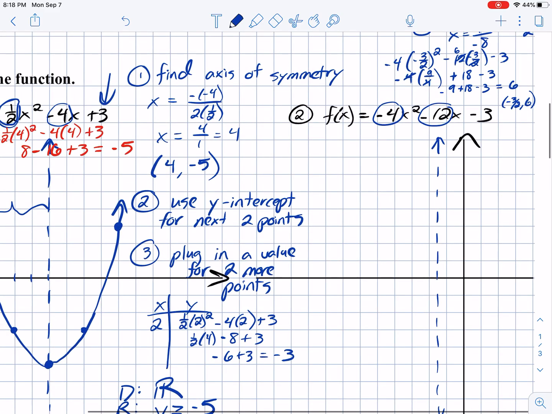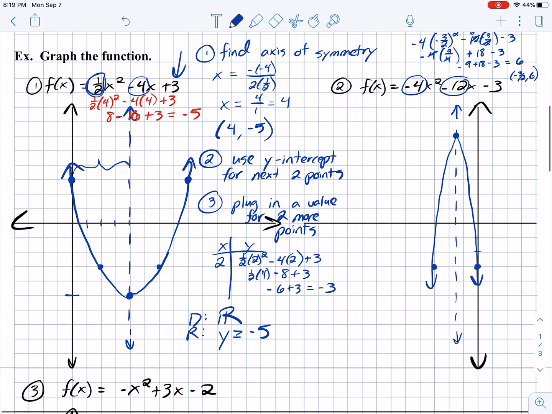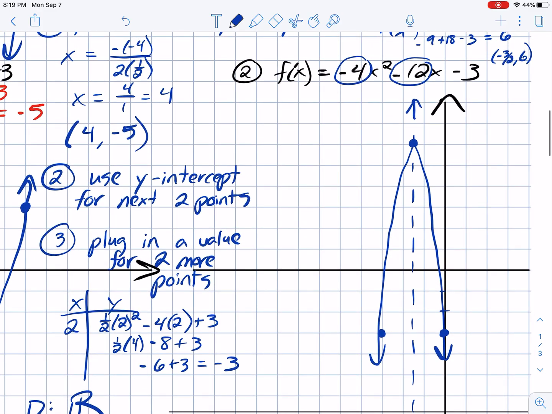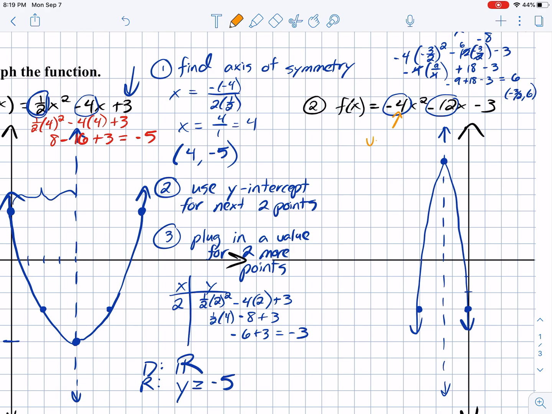Let's go plot our vertex. And then just use your y-intercept for your next 2 points. Your y-intercept is at negative 3, which would be right here, and then the same on the other side. And 3 points is fine for this graph. On the homework, it'd be great if you guys were practicing with 5. We'll have you try 5 points on number 3 as well. But hopefully you can see this graph is really, really narrow, squeezed together because of this 4. Remember, that's a vertical stretch of 4.